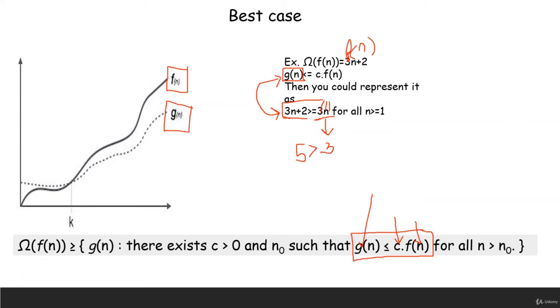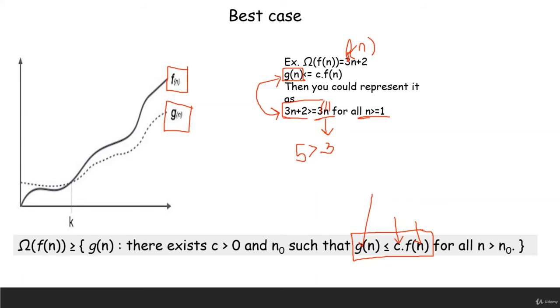So hence we found g of n, and g of n is 3n, for all n greater than equal to 1. Why greater than equal to 1? Because this equation is satisfying for 1 also. If it is satisfying for 1, then it must be satisfying for all the values which are greater than 1. So this is how the best case is calculated.